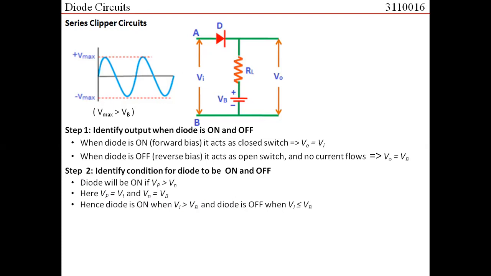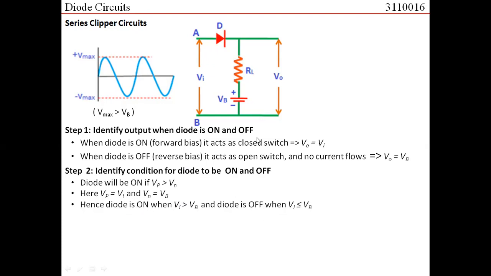There should not be any doubt in understanding this. The voltage at the N terminal is plus VB, so you need to give a voltage higher than VB on the P side. At that time only the diode would be on. It means that the input voltage should be higher than VB. At that time only the diode would be on, otherwise it would remain off.